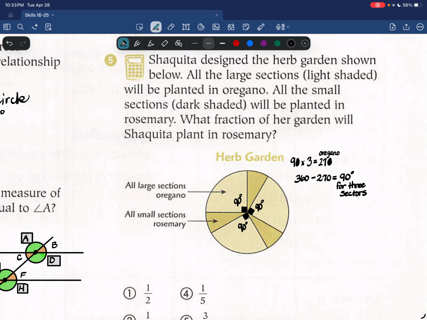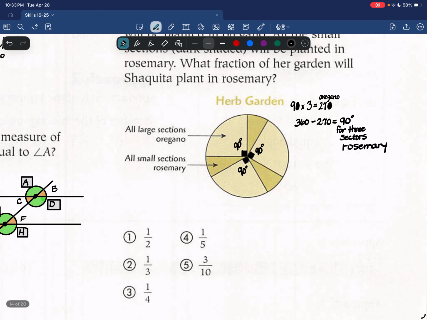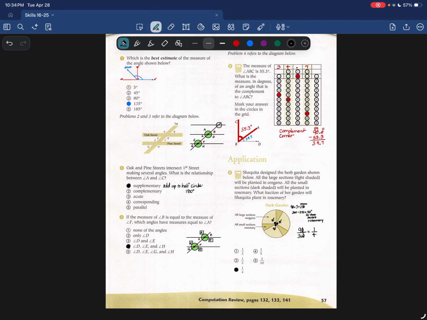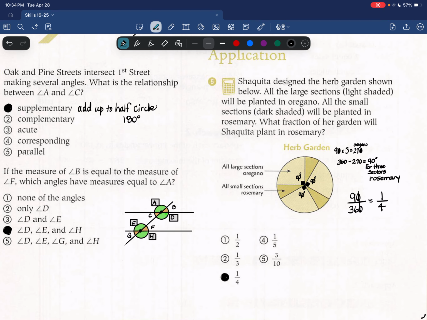But the question is, what fraction will be rosemary? Those are those smaller sectors. So 90 degrees are rosemary out of 360 in the total circle. 9 into 9 is 1, 9 into 36 is 4, or you can use your calculator to simplify that. So 1/4 of her garden is going to be rosemary. I like that question. I've never seen that one before, and I like that one.